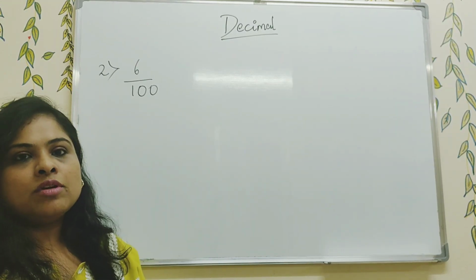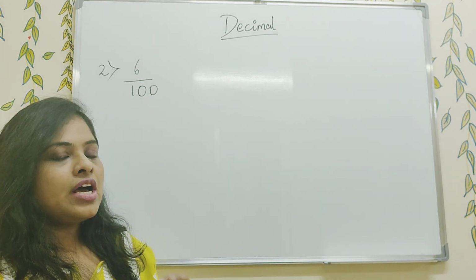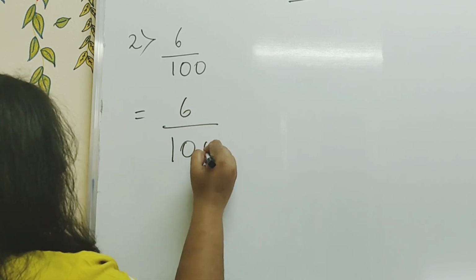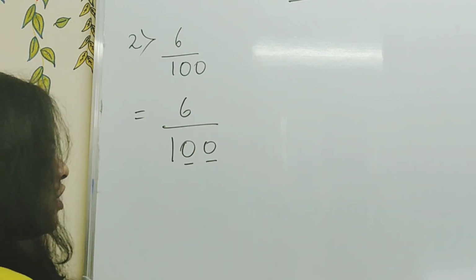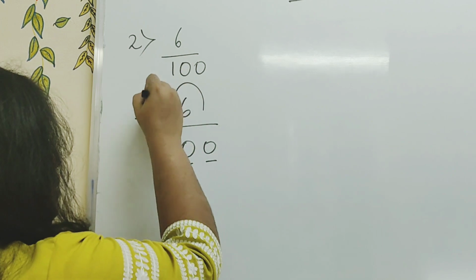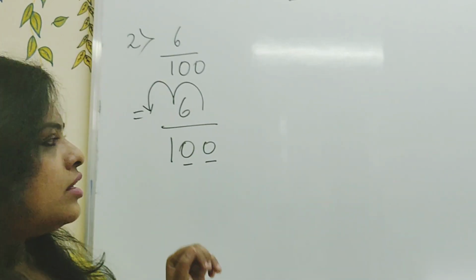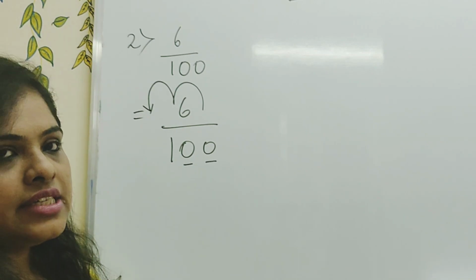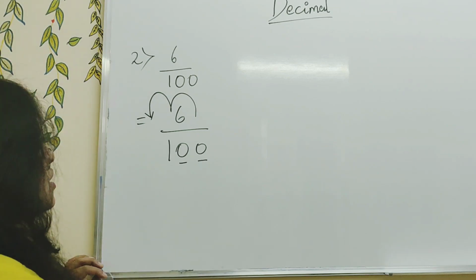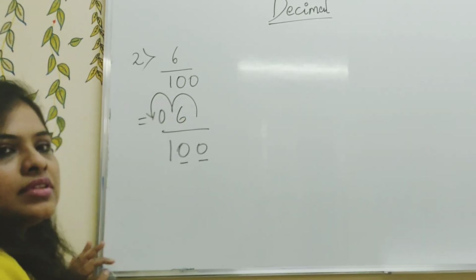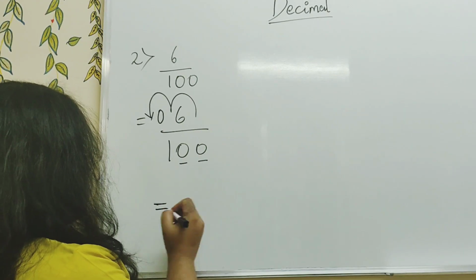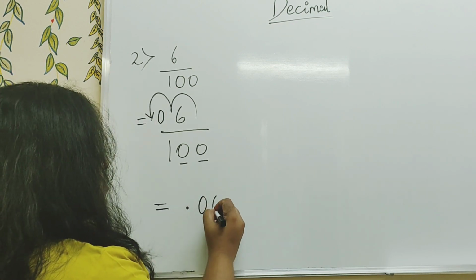So here we have another problem, 6 by 100. When I say 6 by 100, how many zeros are there? 2 zeros. So we write 6 by 100. If it's 2 zeros, it is understood that it is 2 arrows. So now what do we do? 1, 2. It might be confusing. We have only one number in the numerator, that is 6, and in the denominator we have 2 zeros. In this scenario, we assume there is a 0. Now where does the pointer come? Pointer comes where the arrow marks end. So it is nothing but point, write the number as it is, 0, 6.